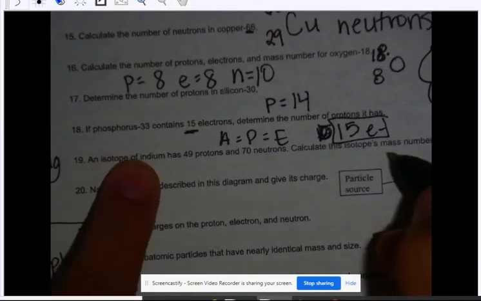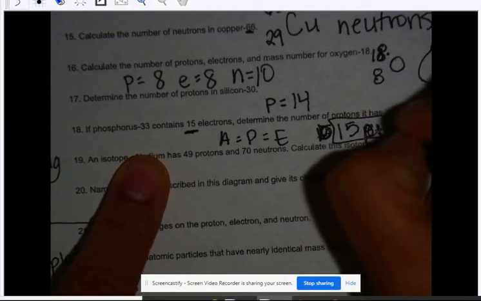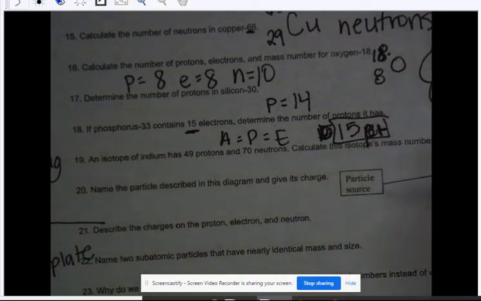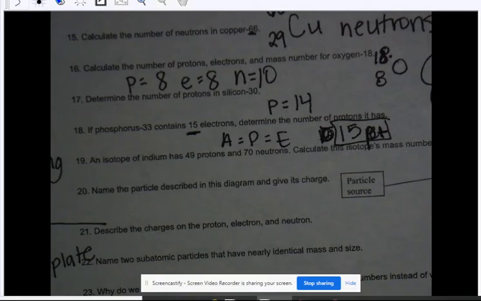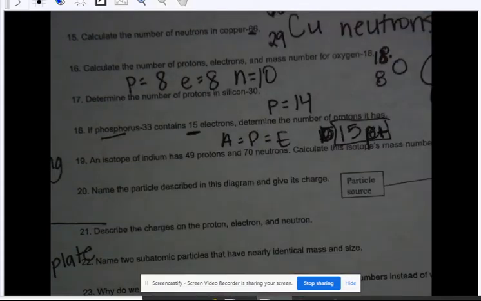For that one, determine the number of protons. Oh, sorry. Yes, you're right. Thank you. They gave us electrons. My bad. All right, so 15 protons. Awesome. We could have also just looked up phosphorus, right? And it has the atomic number of 15.